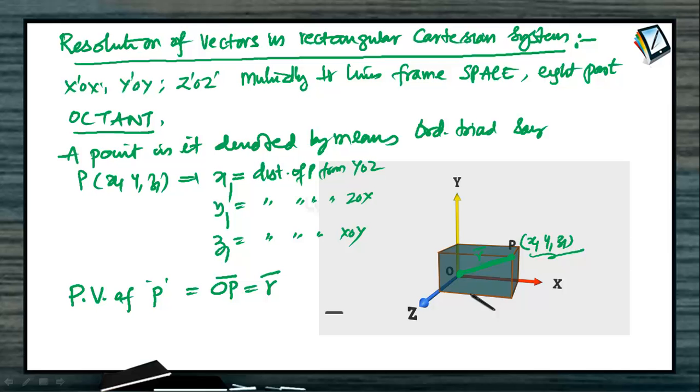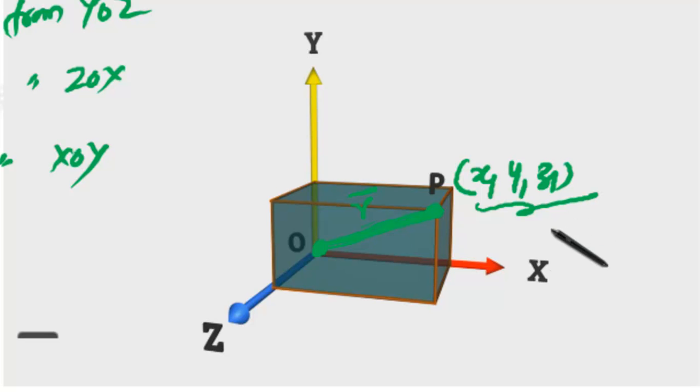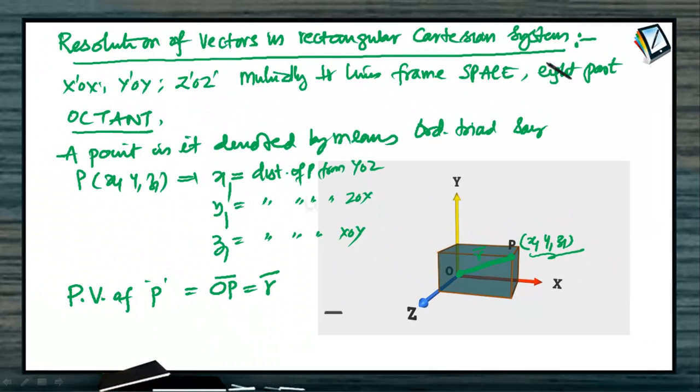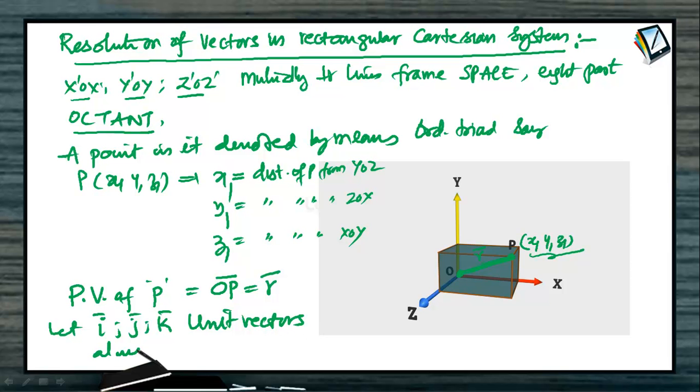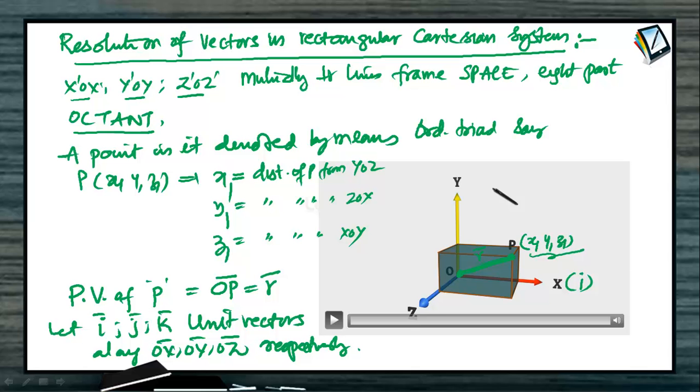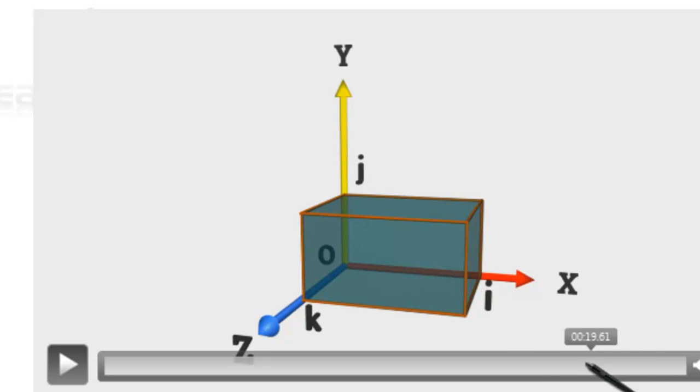And as P is given by means of a variable point x1, y1, z1, to represent this rectangular Cartesian system of vectors, let us take the directions for this coordinate system. So let us take i bar, j bar and k bar, which we call unit vectors, along OX bar, OY bar and OZ bar respectively. So the directions are taken as i bar, j bar and k bar, the directions along x, y and z.